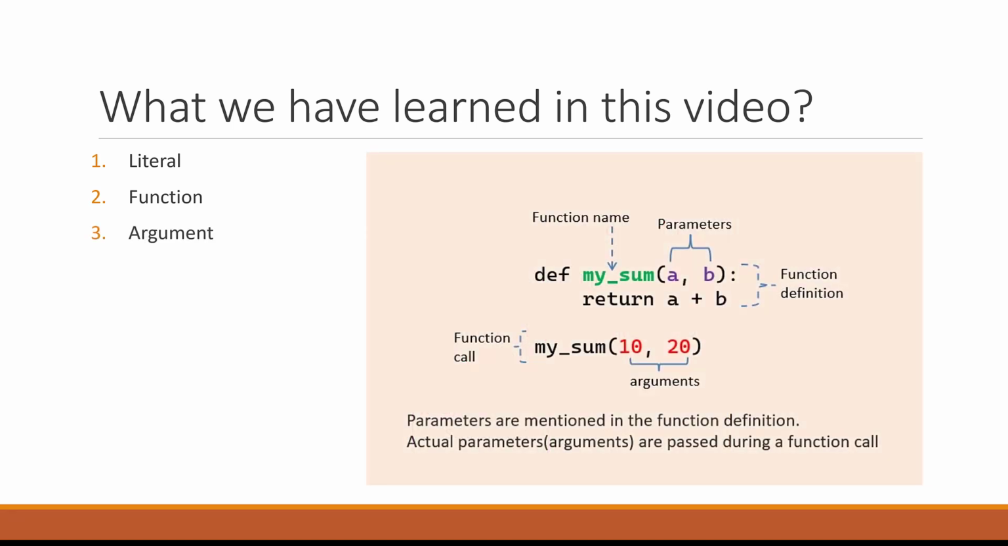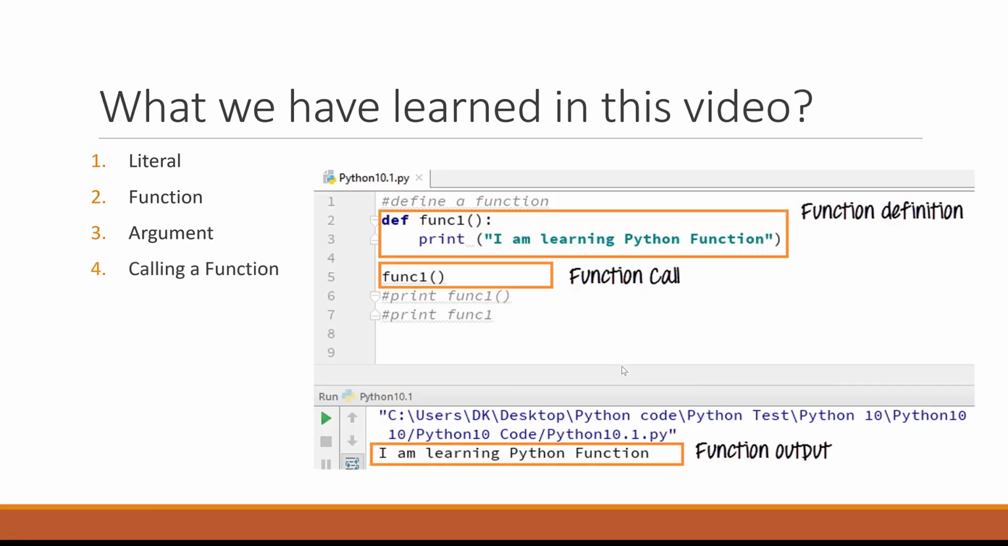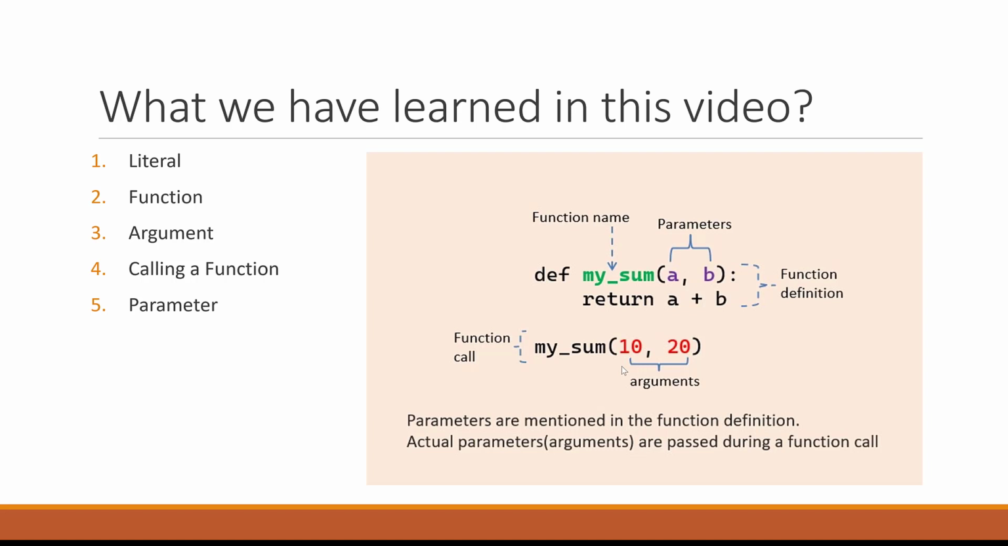Argument. An argument is a value that you provide to a function when calling it. It's the information the function needs to do its job. Calling a function. This means to execute or use the function you have defined. You invoke or call a function to make it perform the actions it was designed for. Parameter. A parameter is a variable in a function that represents an argument passed to that function. It's like a placeholder for the value to be used inside the function.